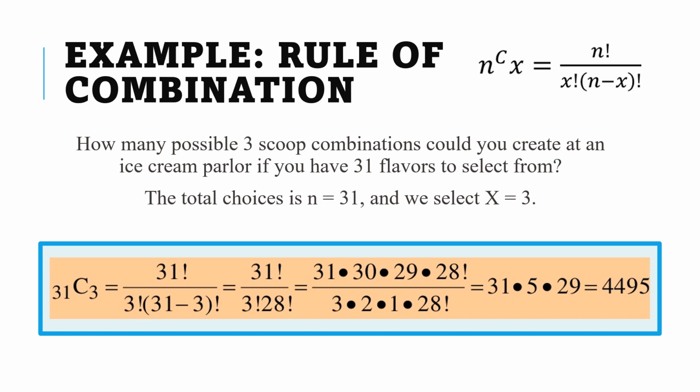Here I have an example of the rule of combination. How many possible 3 scoop combinations could you create at an ice cream parlor if you have 31 flavors to select from? The total choice is n equals 31. We have 31 flavors to select from, and we have 3 scoops, so x is 3. What you are going to do is n is equal to 31, x is equal to 3, so you will say 31 factorial over 3 factorial times 31 minus 3 factorial, which will give you 4495 combinations.